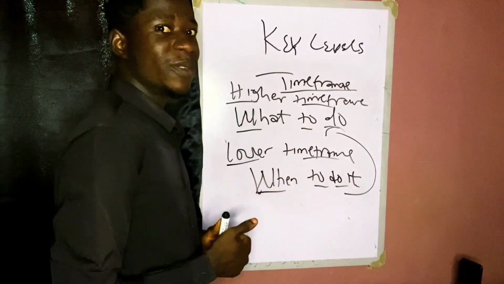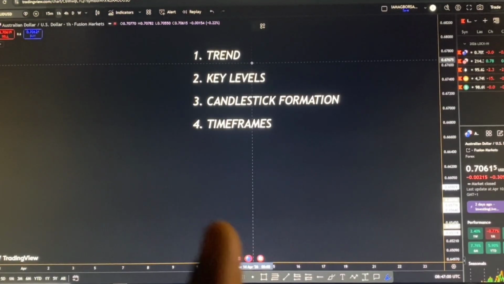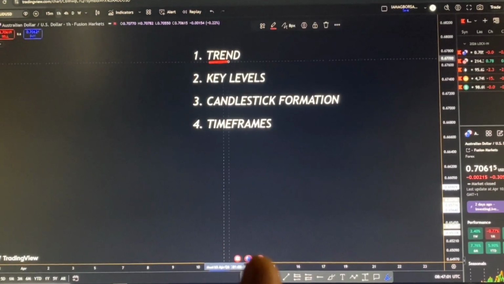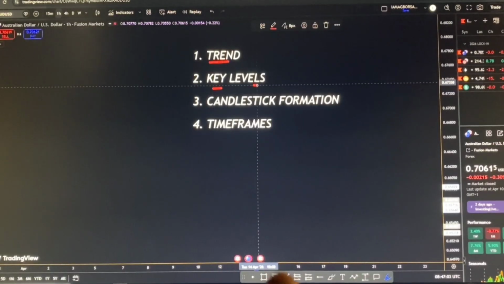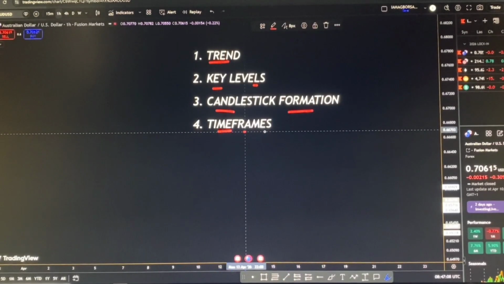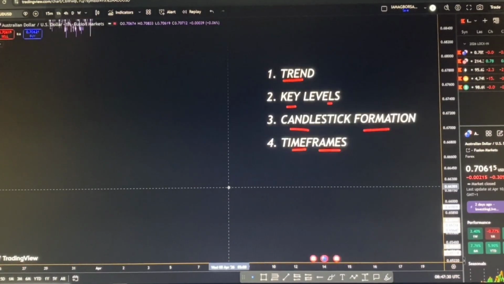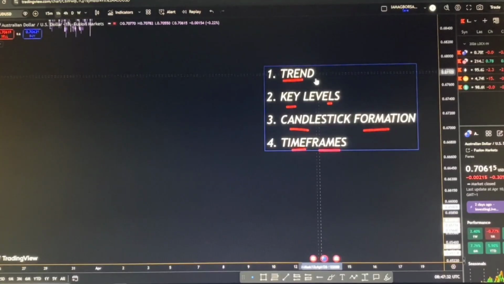So let's go. Welcome to the chart, guys. Now don't forget the key components that determine our trading strategy, right? So for recap purposes, we have the trend, we have key levels, we look out for candlestick formation, and we use time frames, right? Take note of that. They're going to be functioning as one, right? What we look out for first is our trend, right?